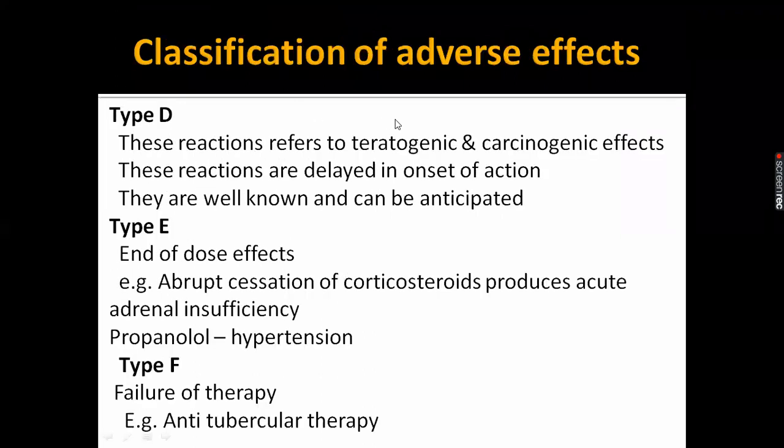Type D reactions refer to teratogenic or carcinogenic effects. Then we have type E reactions or end of dose effects. Like if you are using an antihypertensive drug for a long time, after stopping that drug, immediately the hypertension will be aggravated. So something like a withdrawal reaction, it will be there in the opposite way. For example, propranolol, after you use it for a long time and stop it, we will get hypertension. So that is the end of dose effect.